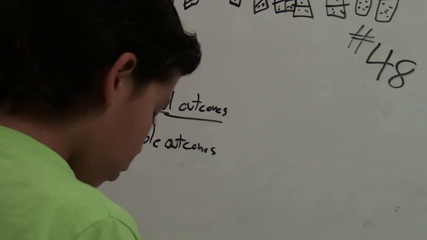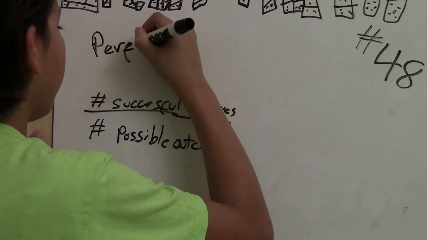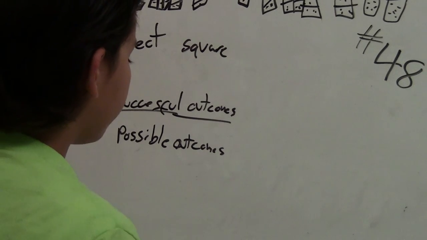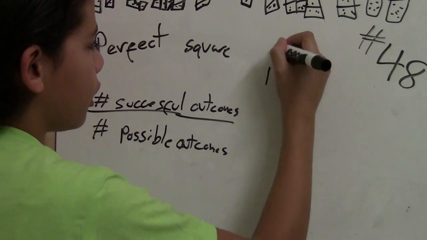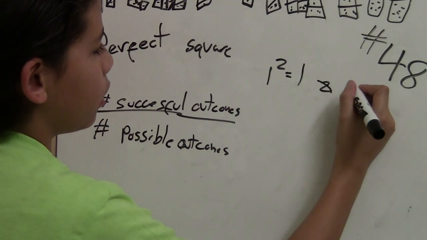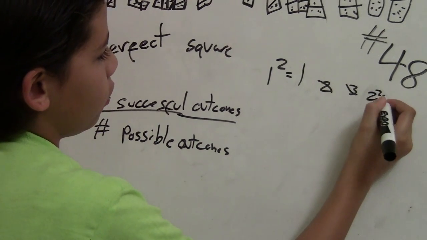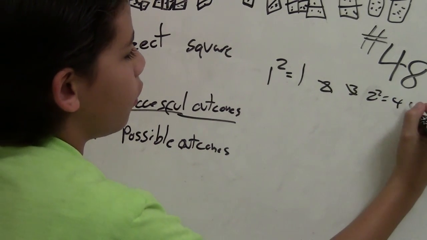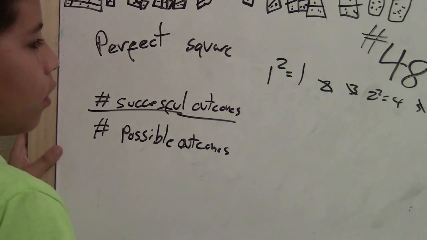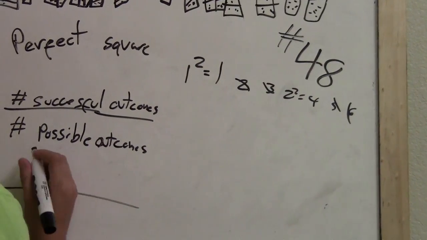A perfect square is rolled. Oh, that's hard. That's okay. So, perfect square. 1 is a perfect square because 1 squared is equal to 1. 2 is not a perfect square. 3 is not a perfect square. 4 is a perfect square because that's 2 squared, which is equal to 4. 5 is not a perfect square, neither is 6. So a perfect square is when a square equals this number.